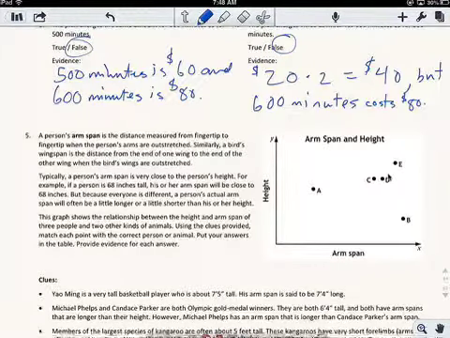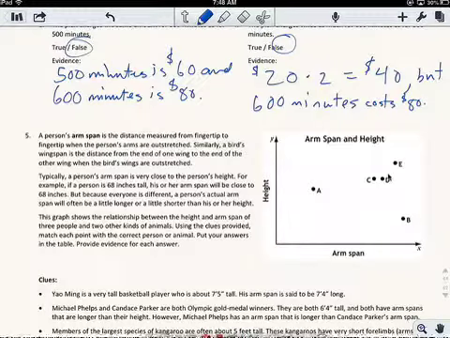Okay, let's look at this arm span and height set of problems here. A person's arm span is the distance measured from fingertip to fingertip when the person's arms are outstretched. Similarly, a bird's wingspan is the distance from the end of one wing to the end of the other wing when the bird's wings are outstretched. Typically, a person's arm span is very close to the person's height. For example, if a person is 68 inches tall, his or her arm span will be close to 68 inches. But because everyone is different, a person's actual arm span will often be a little bit longer, a little bit shorter than his or her height.